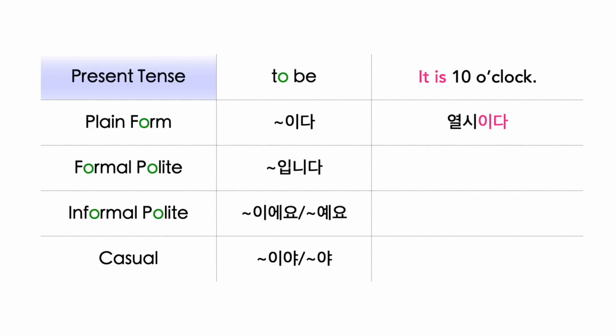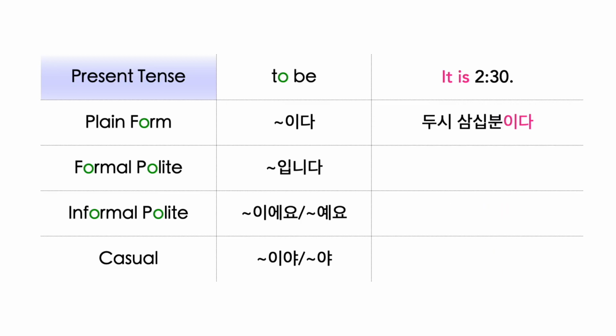10 o'clock is 10시. In the plain form, it is 10시이다. In the formal polite form, it is 10시입니다. In the informal polite way, it is 10시예요. In a casual way, 10시야.